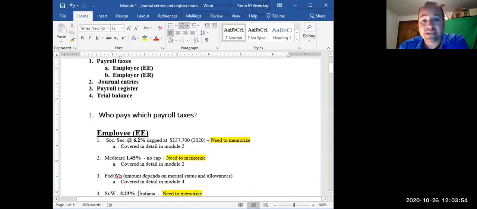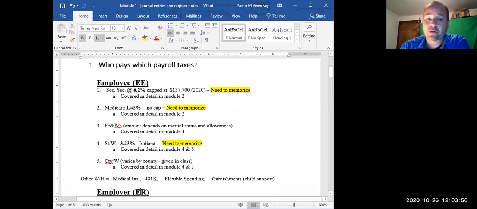So who pays the payroll taxes? All right, there's 5 primary ones that an employee will pay. I'm usually going to cover these in the same order, and I'm going to have them on our payroll template in the same order, just so we get used to the order. It helps us to memorize them as we go along.